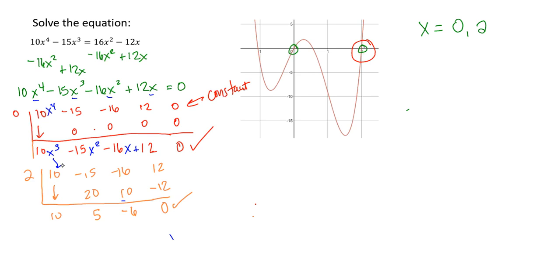So at this point, you can go in and put your variables in as well. Remember, we were at x cubed. So now we're at x squared, x plus a minus. So we're at 10x squared plus 5x minus 6 equals 0.